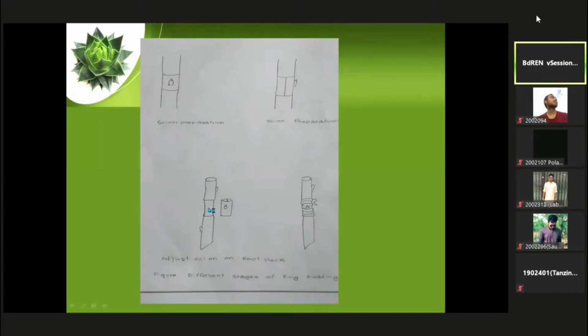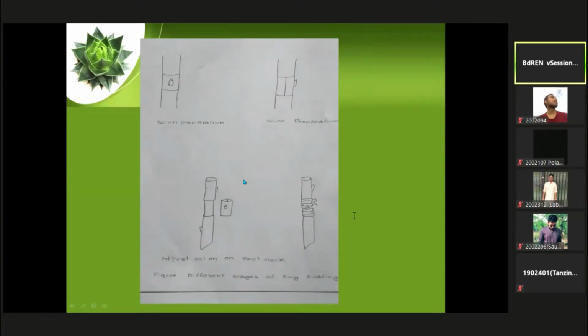So similarly, this is ring budding. And there is another type of budding that is called patch budding. Just the difference is here. See here, please. The difference is the third study is propagation of lemon by patch budding. So that study is just similar to ring budding.